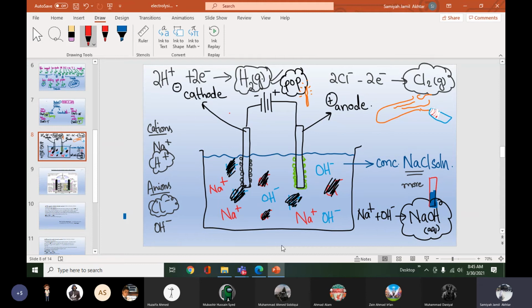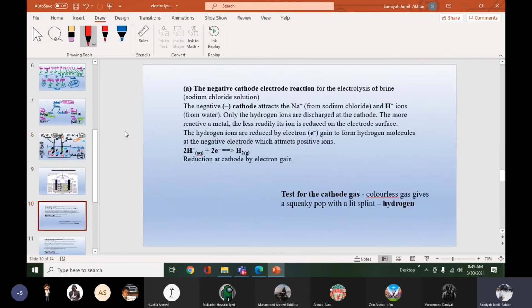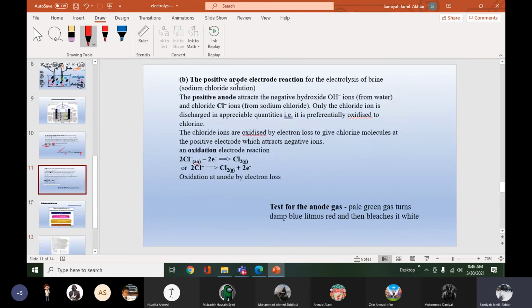These are the tests. And on this slide, I wrote the equations. At the cathode, hydrogen ions will gain electrons and become hydrogen gas. Gain of electrons is reduction, so reduction happens at the cathode, by electron gain. And this is the test for the cathode gas: a colorless gas gives a squeaky pop with a lit splint. This is hydrogen gas. So it pops.